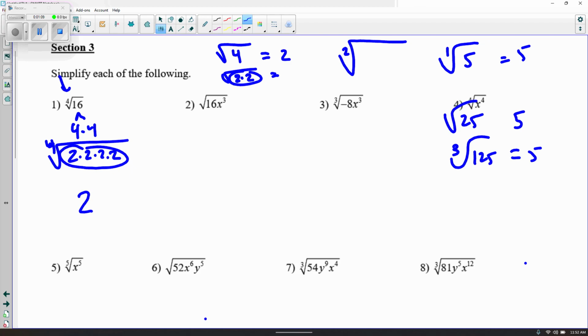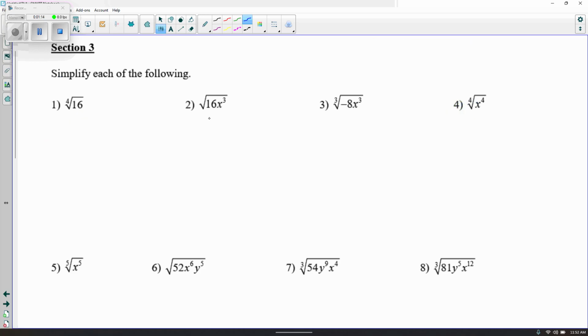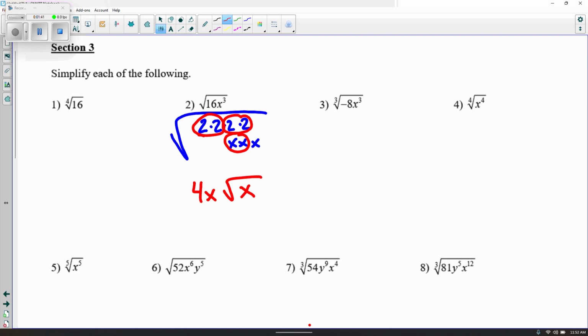All right, so in number 2, 16 breaks down again to 2 times 2 times 2 times 2, and then I have an x and an x and an x. Now you can write that out like that if you want to. This is looking for pairs, Ari, so each one of those pairs comes out. I'm going to get 4x in front, then the square root of x left underneath.